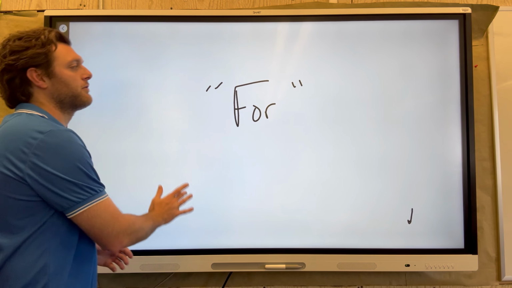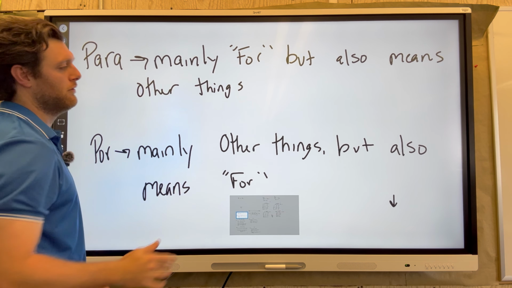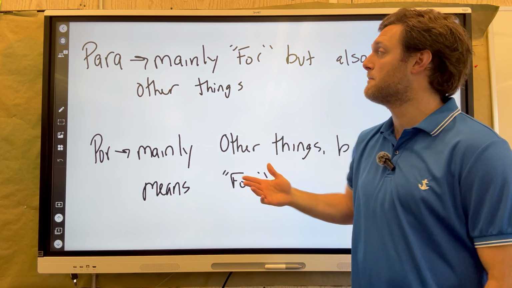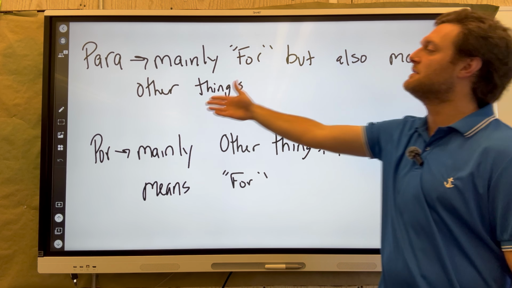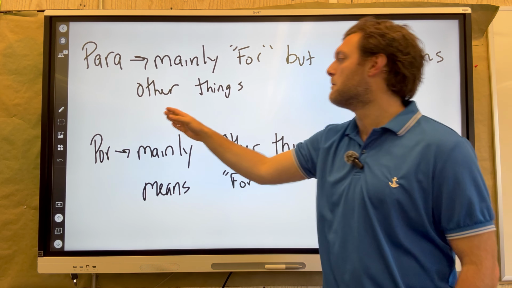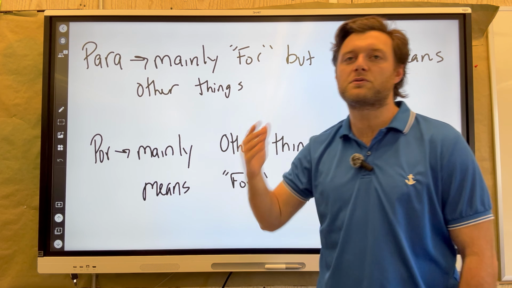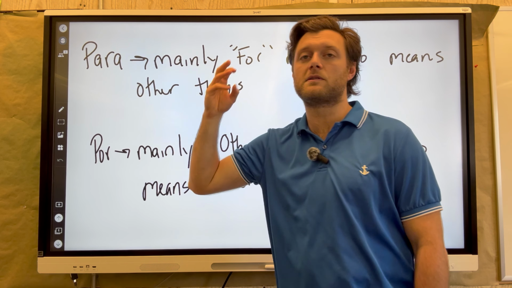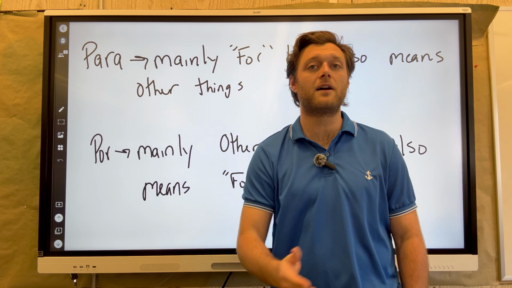So what I have here is a phrase that my high school teacher taught me, and it really helps clarify things when I'm guessing between por and para. Para mainly means for, but also sometimes means other things, whereas por mostly means other things, but also sometimes means for. So when you think about for in your head, a majority of the time you're going to be using para when translating from Spanish to English. Por, though, sometimes also counts.